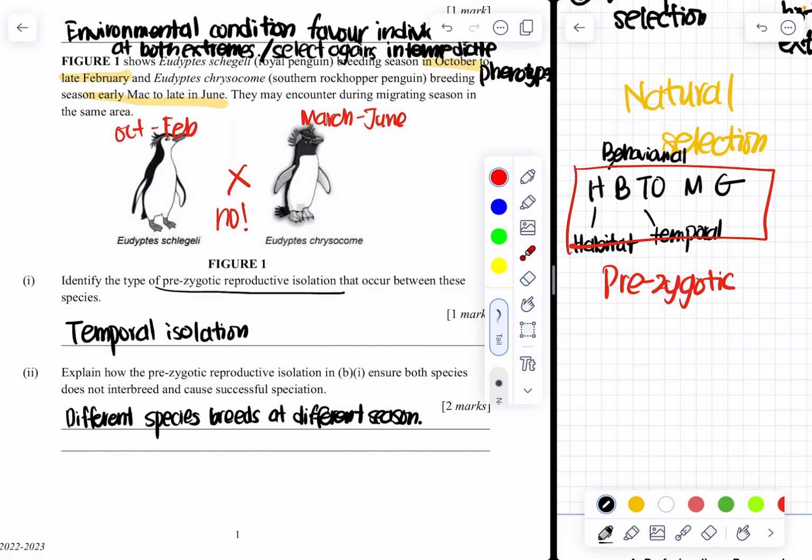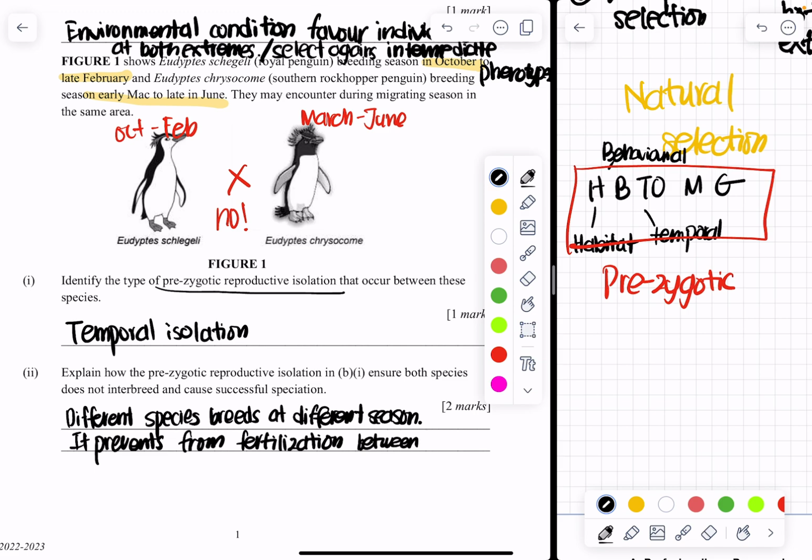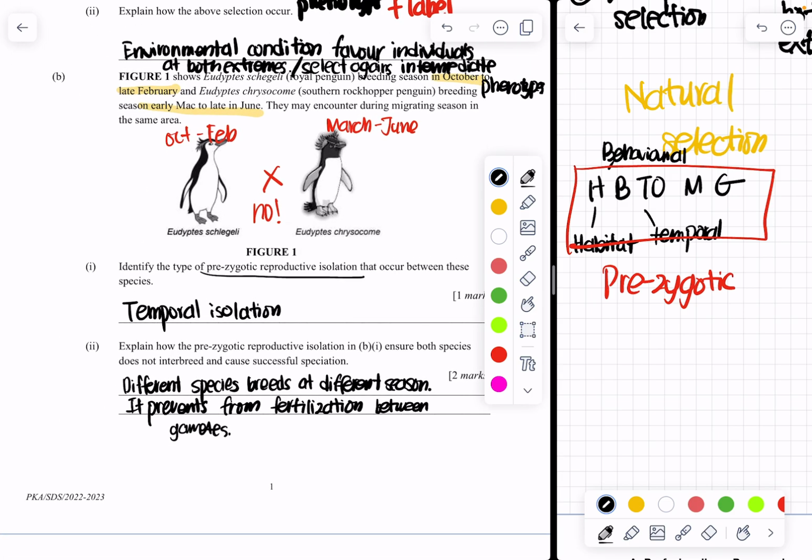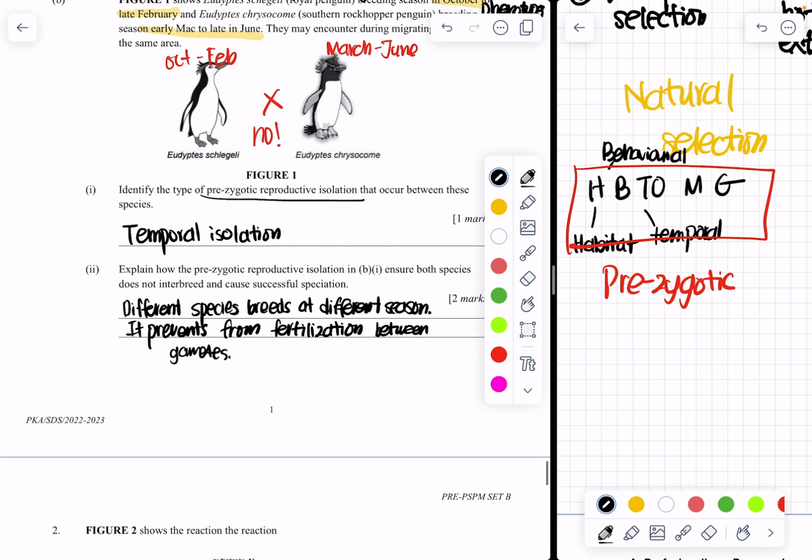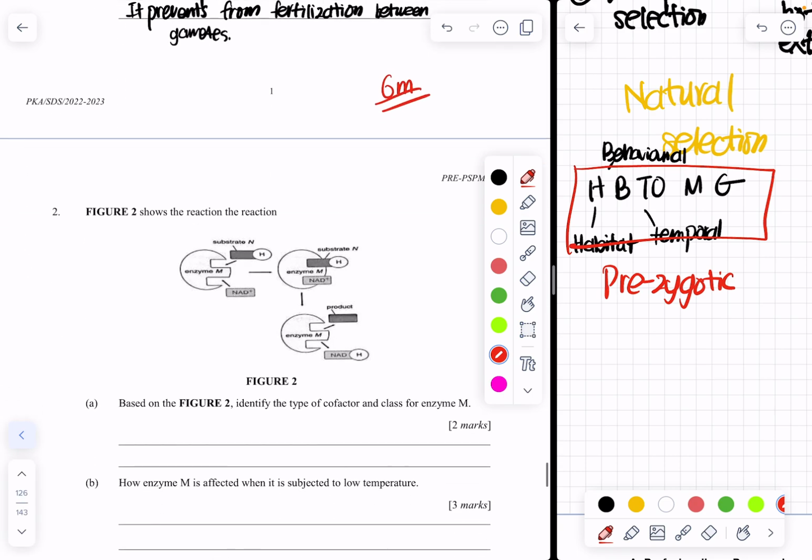How about the second mark? You can say, it prevents fertilization. Because they won't see each other, so no mating, no fertilization between gametes. Alright, so this is the second mark. Done. So you're expected to get full marks, 6 marks for this one. Right? So 6 marks.